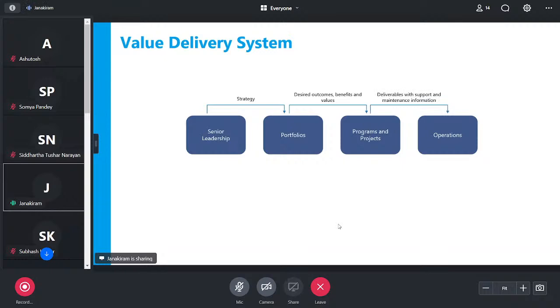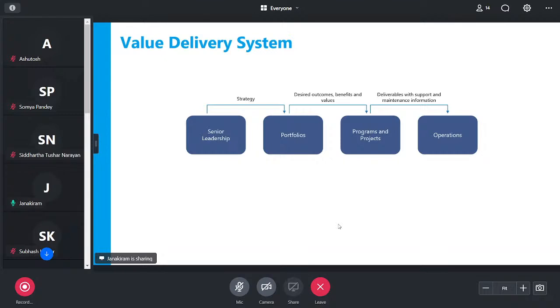Now, once a project is delivered and it becomes a day-to-day operation, then you have maintenance and other things coming into picture. That's how operations get into picture. If you look at this diagram, between the two rectangles, we are talking about desired outcomes, benefits, and values. So that is the driving force. So this value definition comes right from how you strategize in your organization and how that gets consolidated under portfolio and gets delivered as a project.